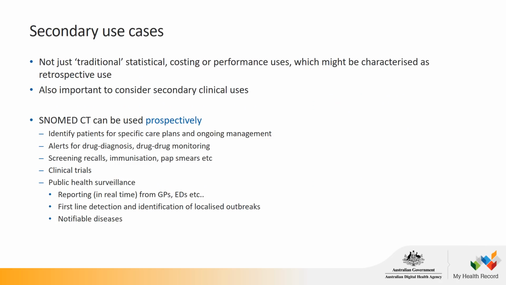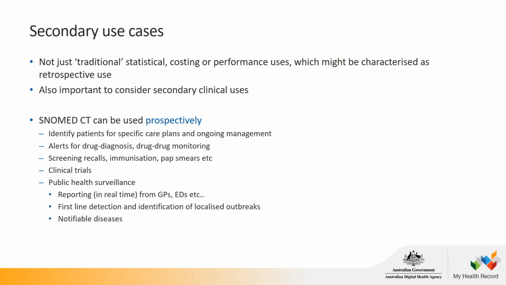When data is captured in a structured manner, you are able to analyze it in a meaningful way. One of the simplest ways to reuse data is for statistical purposes, or for looking at costs and efficiencies. This is also characterized as retrospective use, but it's also important to consider secondary clinical uses, which may be more prospective in nature, to support things like care plans, drug diagnosis, drug monitoring, screening recalls, when patients are due for their next immunization or test, finding patient cohorts for clinical trials.